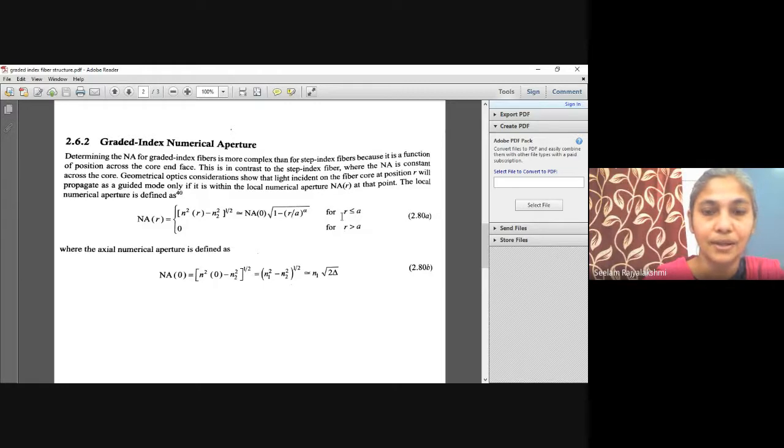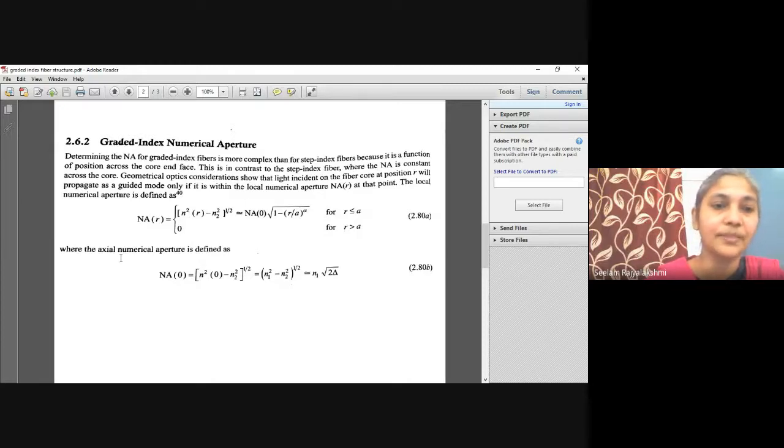^α) for r ≤ a. For r > a, NA(r) = 0. That means the local numerical aperture for r greater than a is NA(r) equals 0. For r less than a, it is this one.